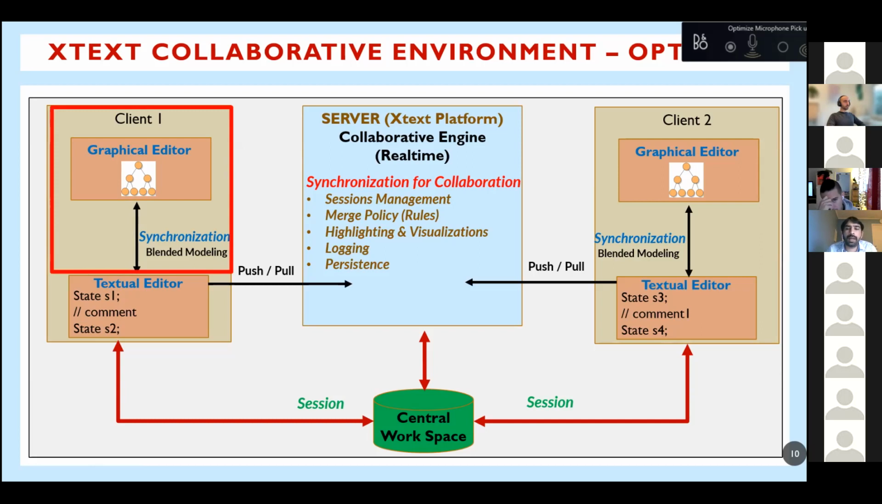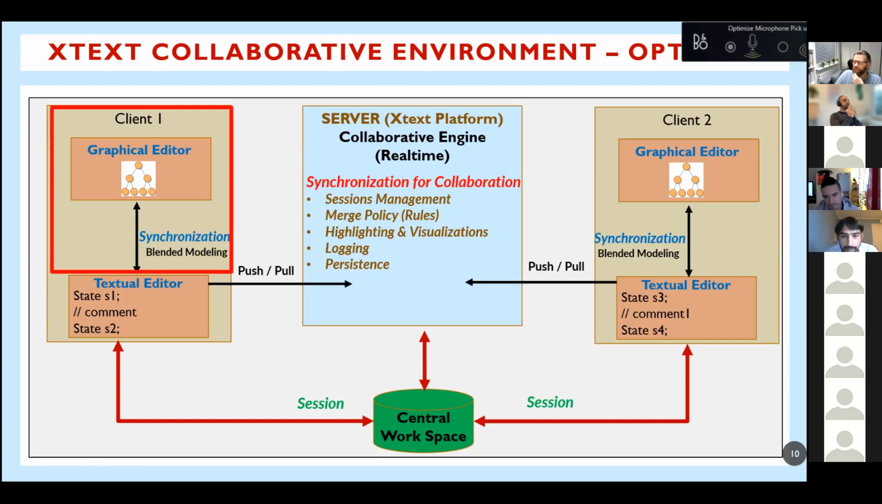It means it provides a high level of separation of concerns, and we just need to merge the textual editor or textual content. According to the architecture of xText, ASTs are available and higher-order synchronizations will do the job for blended modeling.